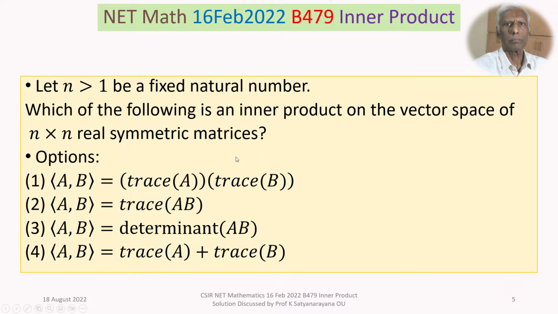Now, we have n is a fixed natural number greater than 1. We have the vector space of all n by n real symmetric matrices over the real field. And here brackets are given, bracket a comma b. We will call it the inner product of a comma b unless and until it qualifies all the properties of the inner product. So we have to decide which one of the following defines an inner product.